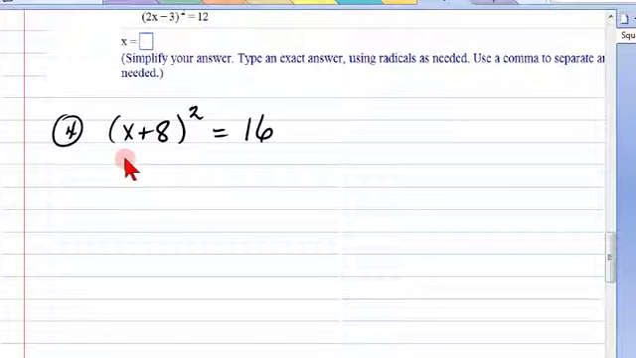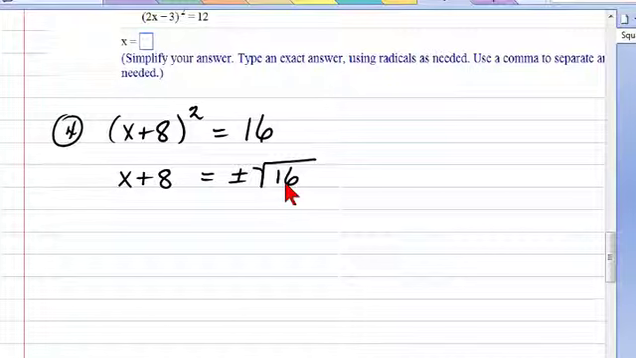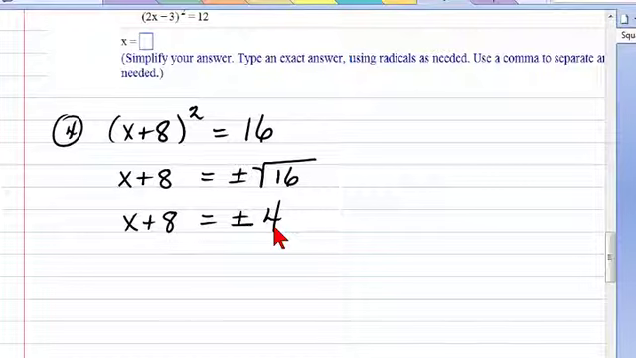So I take the square root of the left side. Now when you take the square root of something squared, it comes out of the exponent. There's no exponent anymore. And that equals plus or minus the square root of 16. Can you simplify the square root of 16? So I have x plus 8 is equal to plus or minus the rational number 4.